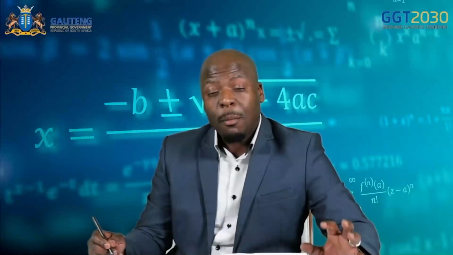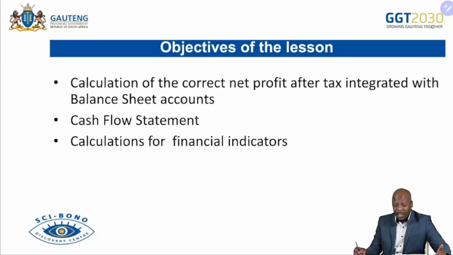Today is going to be a very exciting lesson because we are preparing for paper 1. So as we are preparing for paper 1, there are aspects that I'm going to be talking about today. In today's lesson, I'm going to be looking at the calculation of the correct net profit after tax, and I'm going to integrate that together with the balance sheet. All right. And then I'm going to look as well at the cash flow statement. This is very important. And then I will be looking at the calculations for the financial indicators.